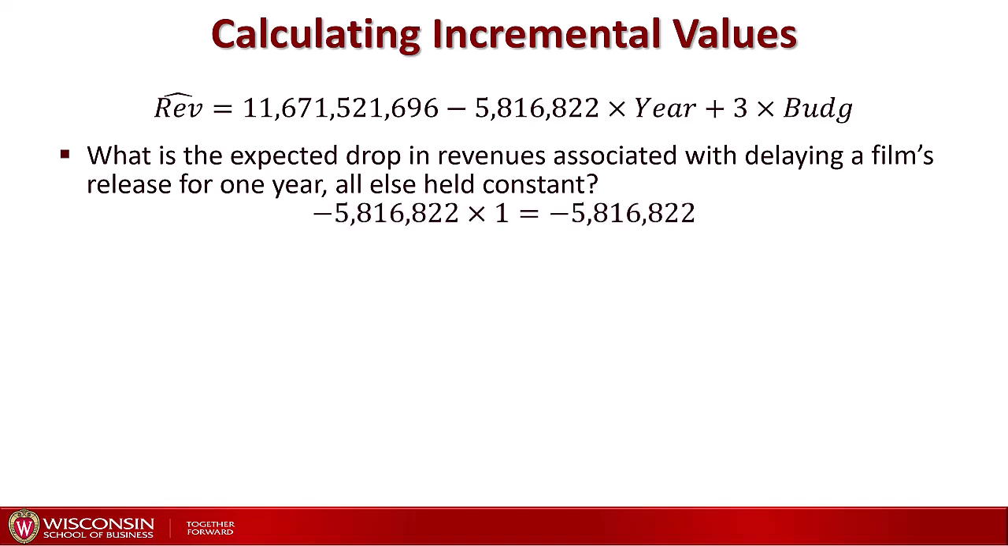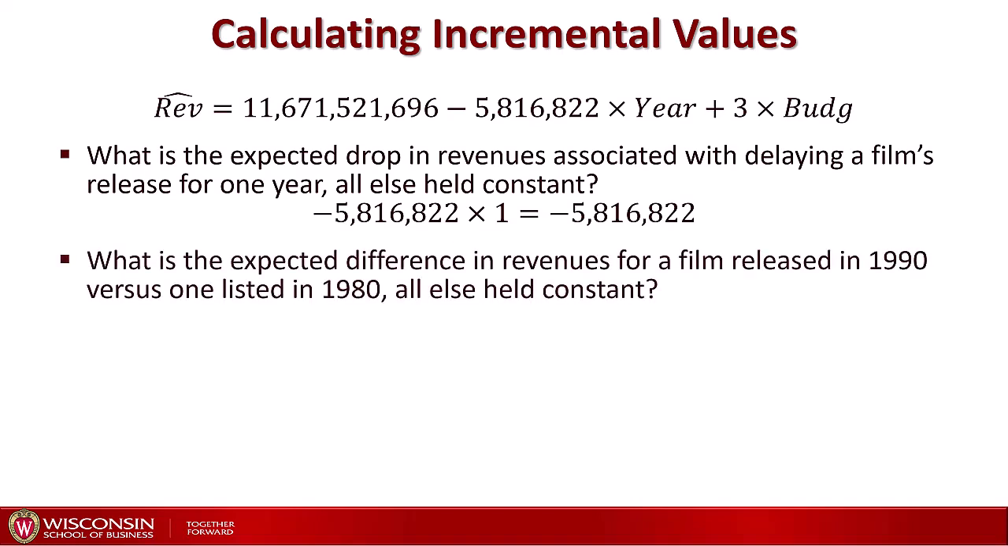And so we take the coefficient for the year, minus 5 millions, roughly, times 1 year, and we get minus 5 million. Be careful here. Don't forget the minus. The slope coefficient is not just 5 million, it's minus 5 million.